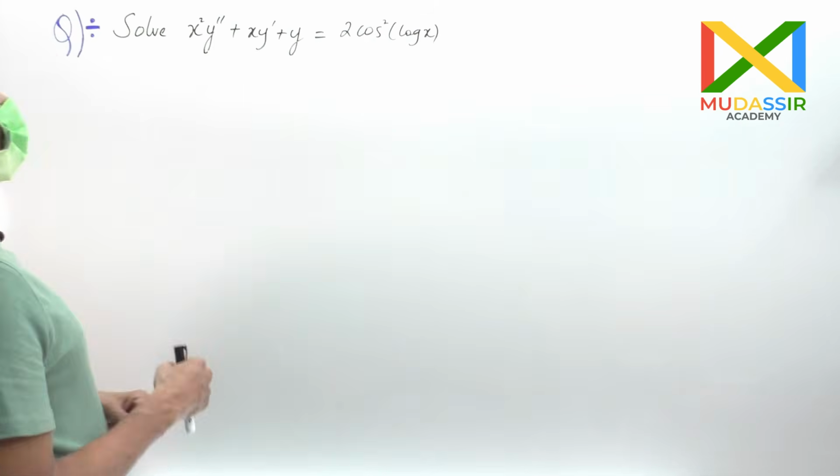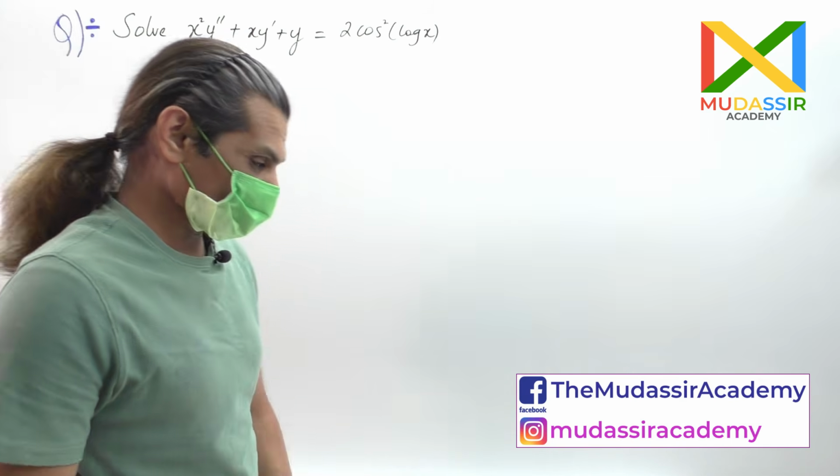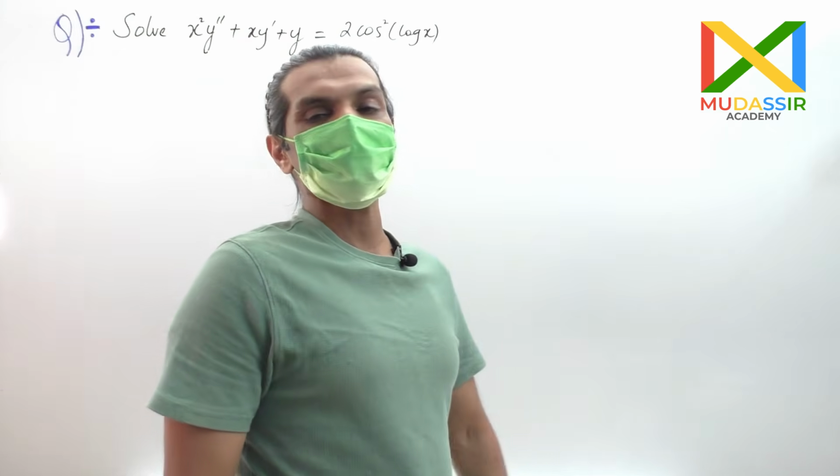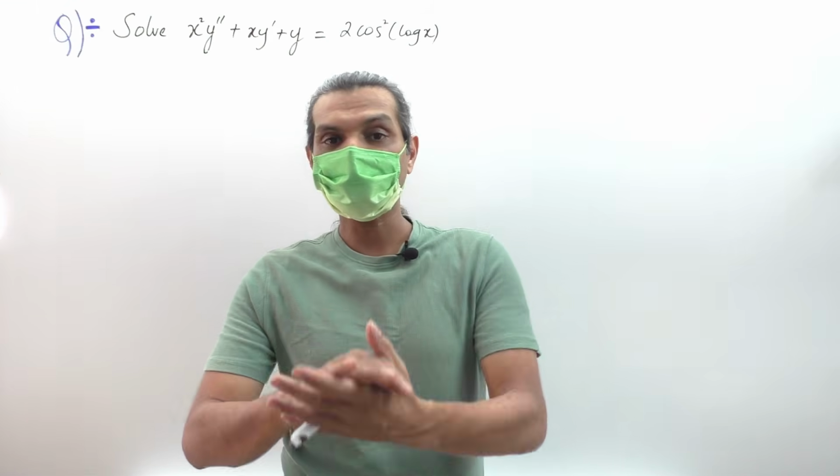Let's check out this problem here. Solve x² y'' + xy' + y = 2 cos²(log x). This problem is from the model question paper of the fresh VTU 25 scheme, that is 1BMATE101.